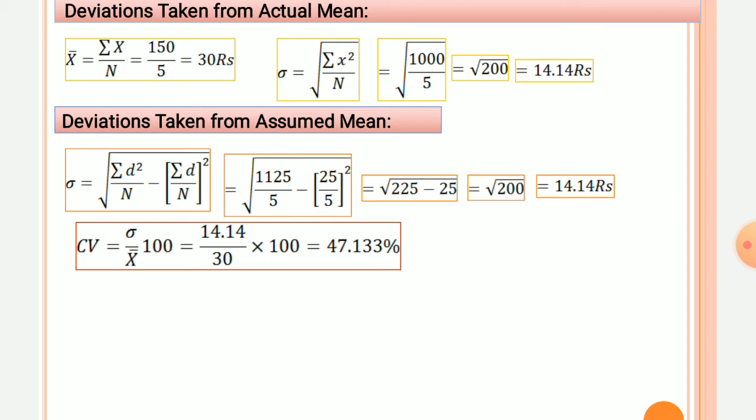So coefficient of variation CV is equal to sigma by mean into 100. So sigma 14.14 divided by arithmetic mean 30 into 100 is equal to 47.133%.